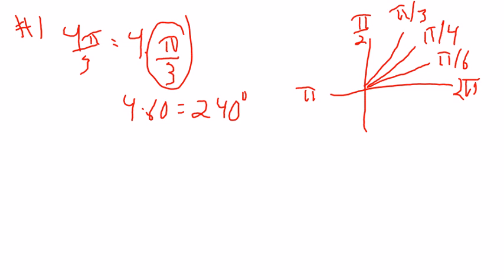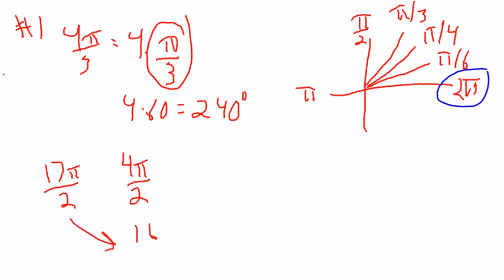Second one is 17 pi over 2. There's a couple ways to do this. I'm going to look at it as for every 4 pi over 2, I get 2 pi. So for every 4 pi over 2, I've got 17 of them. It's a full rotation, so that's going to be 360 degrees. Notice I can write this as 16 pi over 2 plus pi over 2.